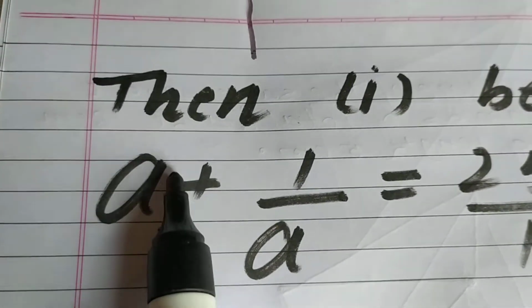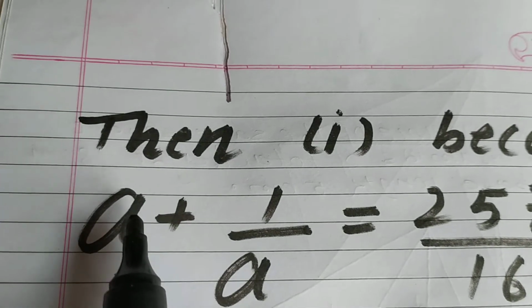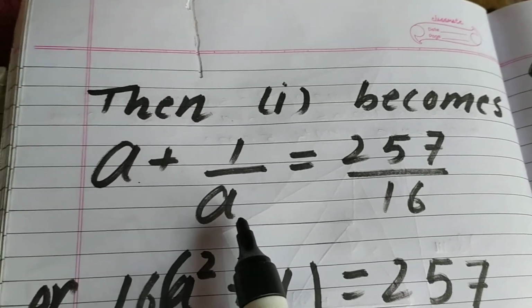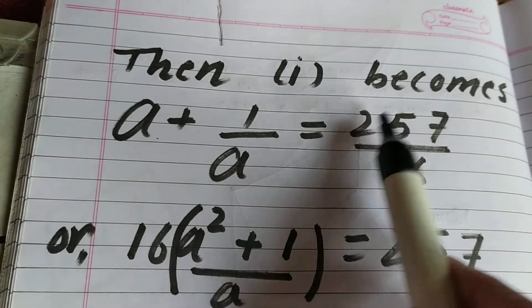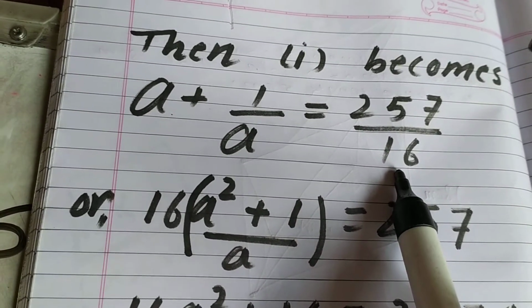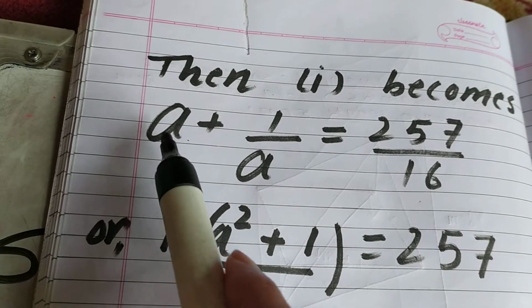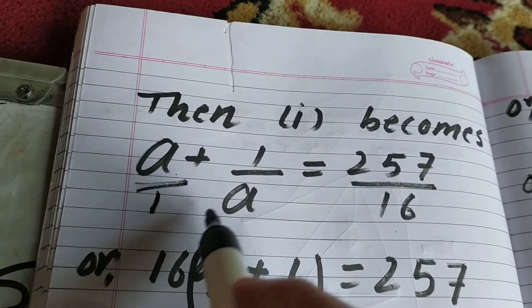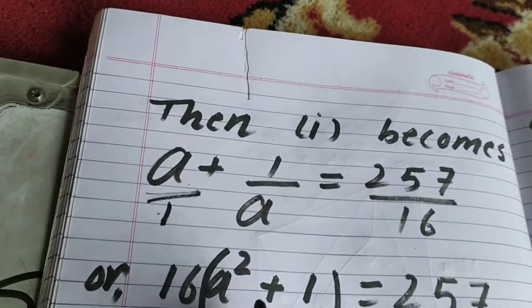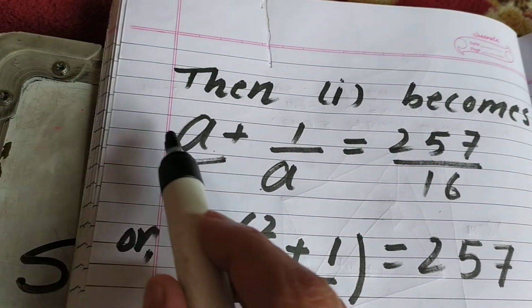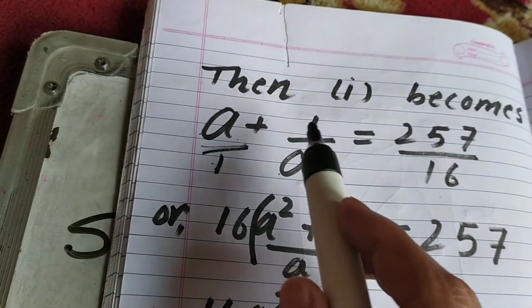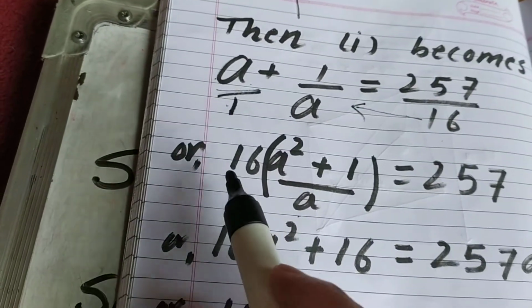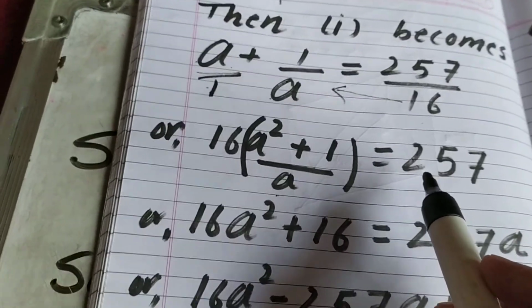Then what did we get? In the place of 4 to the power x, a, plus 1 writing as it is, in the place of 4 to the power x, a, is equal to 257 divided by 16. Okay, now in the place of the denominator here, a, we can suppose 1, isn't it? And the LCM between 1 and a is a. We need to multiply this a into a by quotient, a square plus 1 writing as it is, and by the help of cross multiplication, 16 times a square plus 1 is equal to 257.